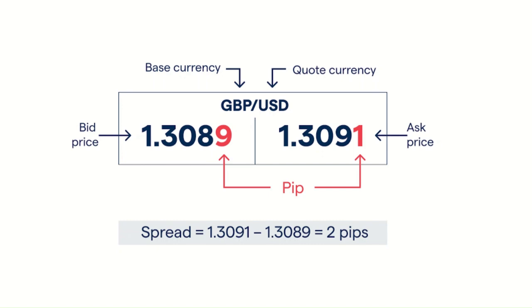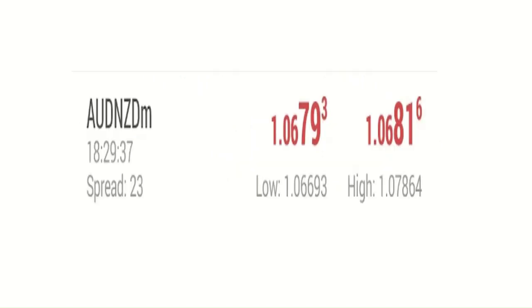I'm going to explain what base currency and quote currency mean later. So here, AUD NZD, you can see 1.0679 and 1.0681. If you have been following me, I'm sure you know what the ask price is here and what the bid price is. Here, the ask price is 1.0681 and the bid price is 1.0679. So the spread is simply the difference between the ask price and the bid price. But in the forex market, it is a little bit more complicated than that.